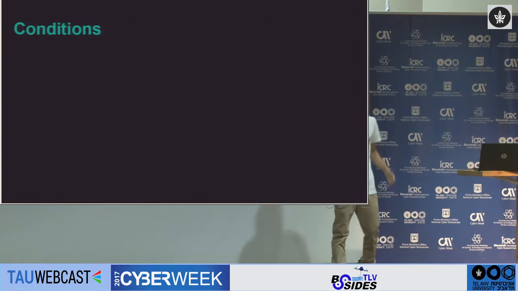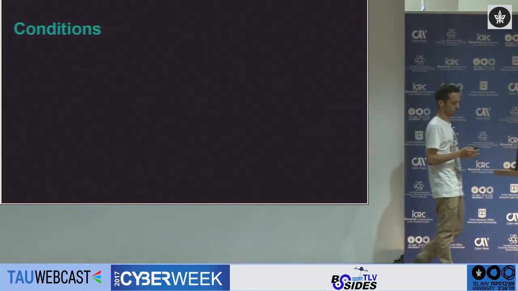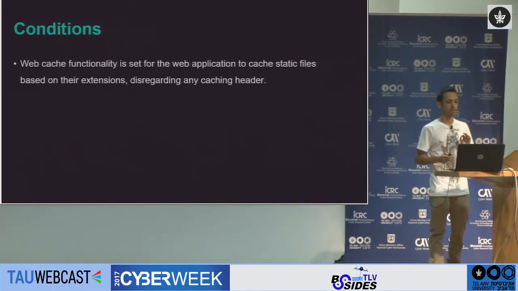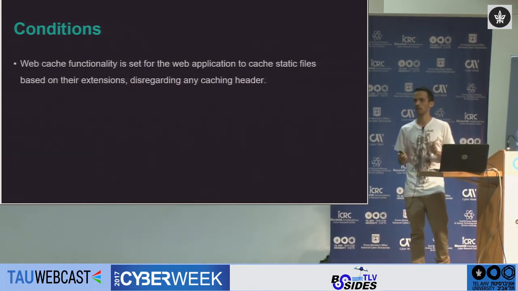Okay, so what are the conditions for the web cache deception attack to occur? Let's see them. The first condition is that web cache functionality is set for the web application to cache static files based on their extensions, disregarding any caching header.